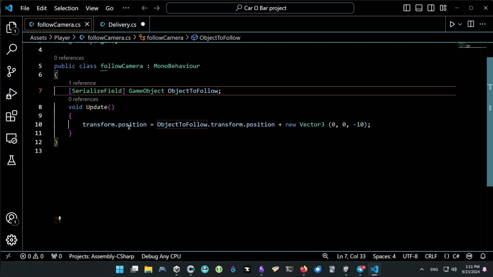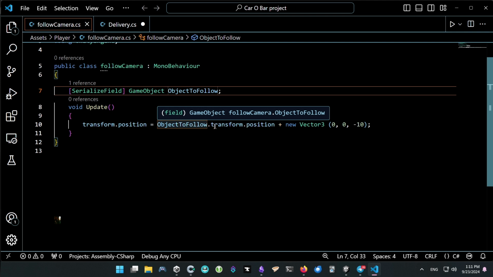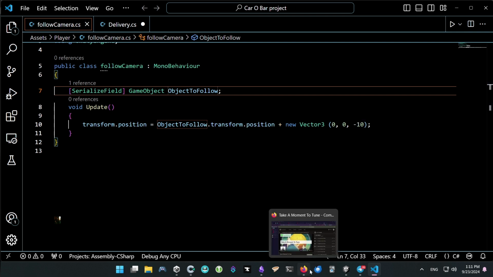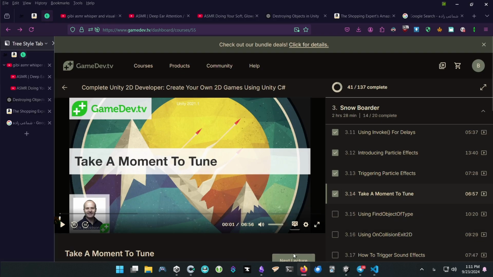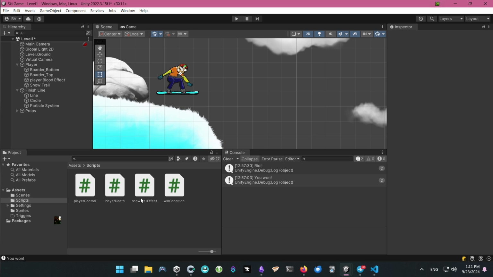And yeah, transform position. It's object to follow dot transform dot position plus new Vector3, and the Z order I wanted to have because I don't want my camera inside the car. I want it to be a little further away toward ourselves. So yeah, that one, and let me see my other C Sharp scripts.